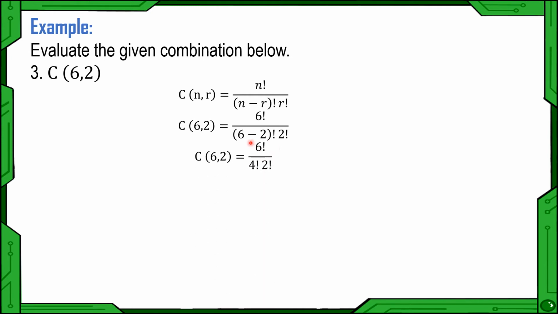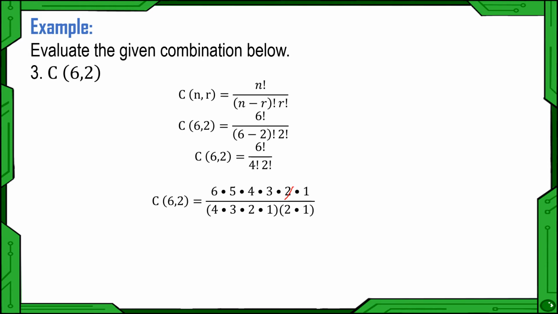So again, first you have to simplify the denominator, 6 minus 2. So this is 4 factorial. So we can now have 6 factorial over 4 factorial multiplied by 2 factorial. For 6 factorial, we have 6 times 5 times 4 times 3 times 2 times 1 over, and for our 4 factorial in our denominator, we have 4 times 3 times 2 times 1. Multiplied by 2 factorial, so this is 2 times 1. Again, this is division. We can use cancellation.